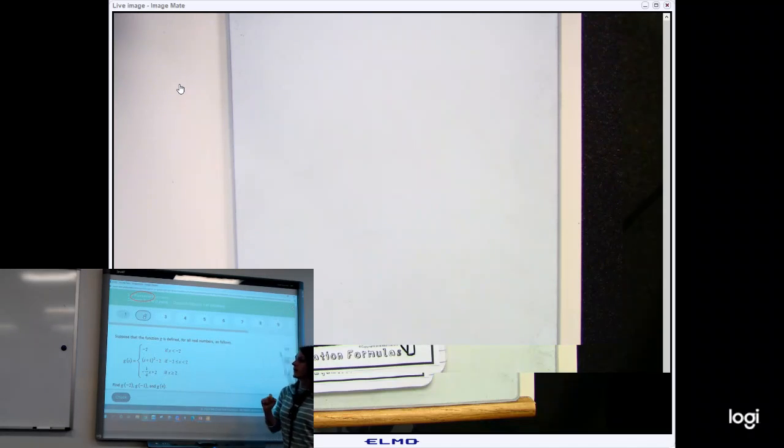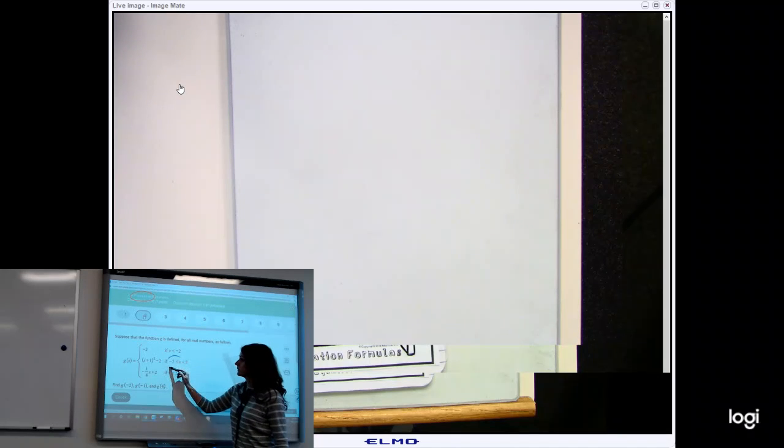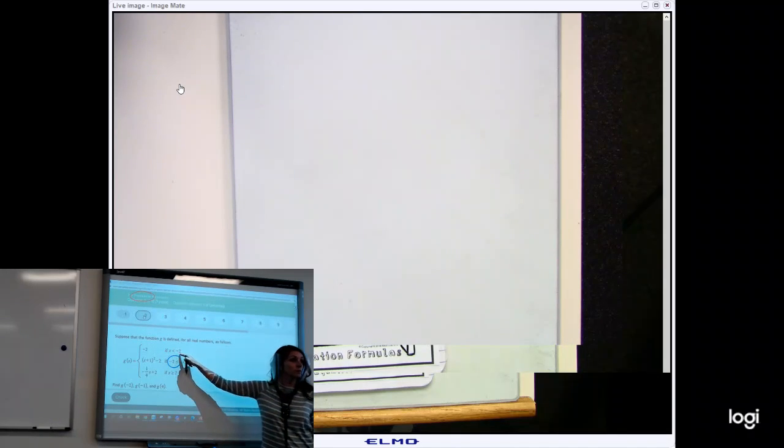When x is negative 2, top, middle, or bottom, which one would you substitute it into? X is negative 2. I see a negative 2 here and here. How do I know which one to use? The one with the equals to. That's really important. Right here, it can't equal negative 2. Here, it can, right? Questions on that?